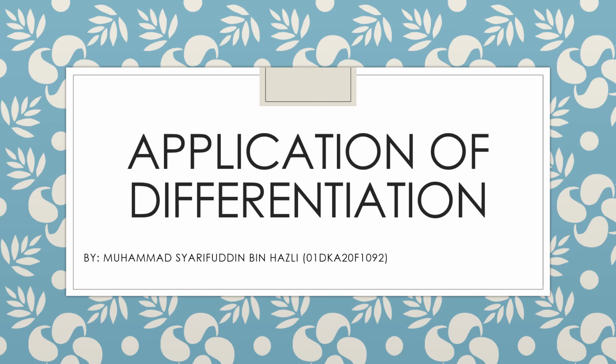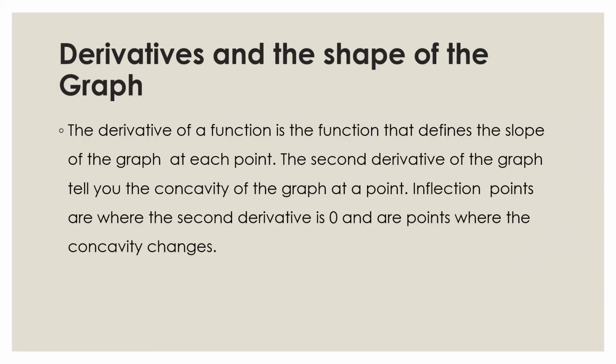I want to talk about application of differentiation. Firstly is derivative and the shape of the graph. The derivative of a function is the function that defines the slope of the graph at each point. The second derivative of the graph tells you the concavity of the graph at a point. Inflection points are where the second derivative is zero and are points where the concavity is changed.